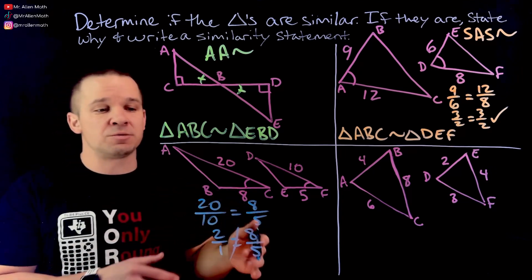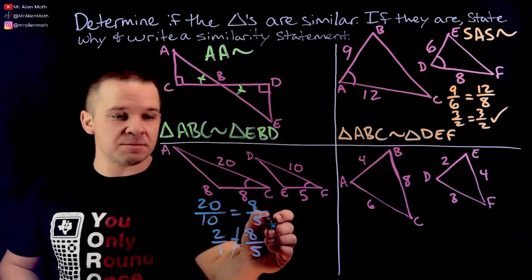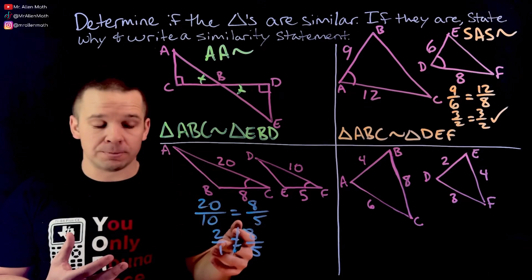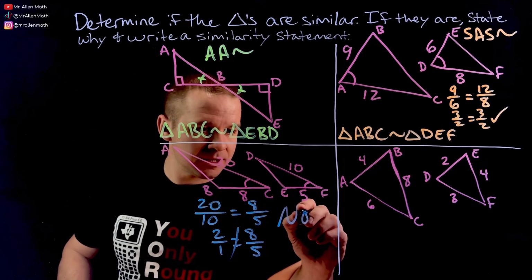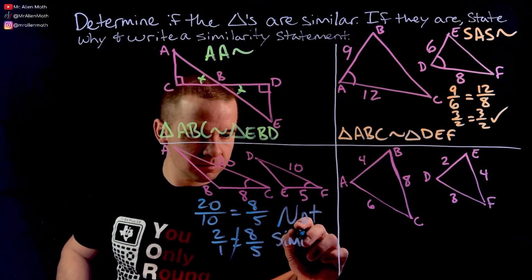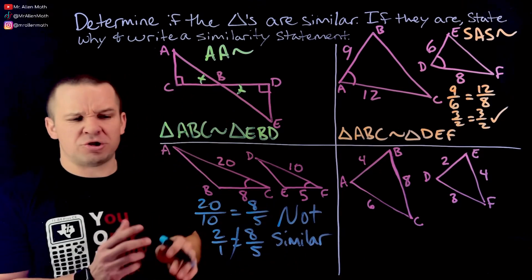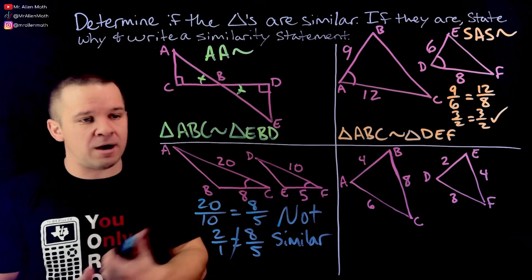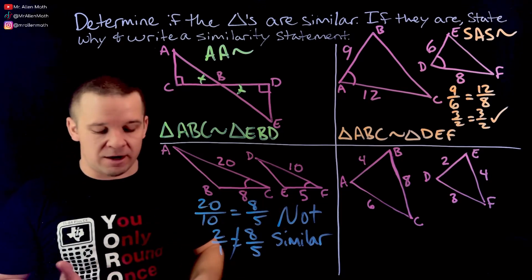You can also see this with cross multiplication. Does 20 times 5, which is 100, equal 8 times 10, which is 80? No. So not similar. And you usually have to show some kind of work like that to justify why they are not similar. We only have one angle pair, so not enough to do angle similarity. That's about it for this one.